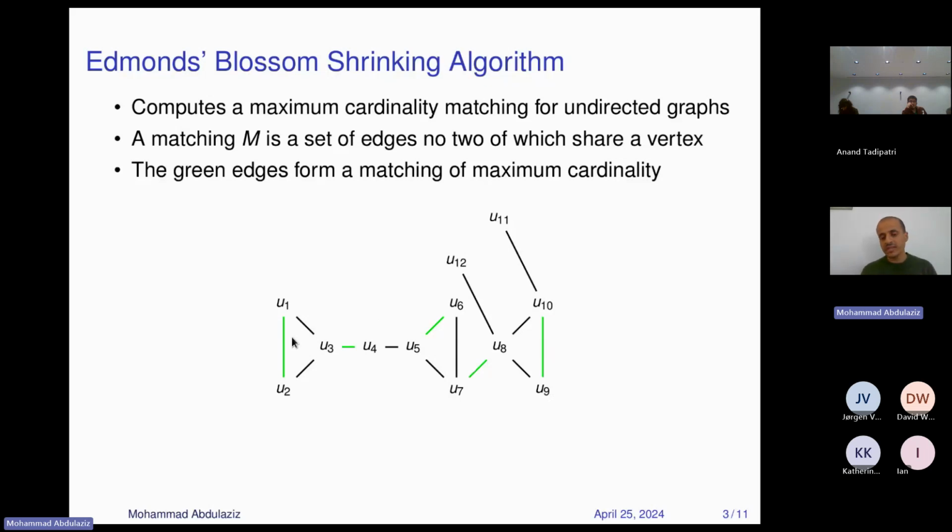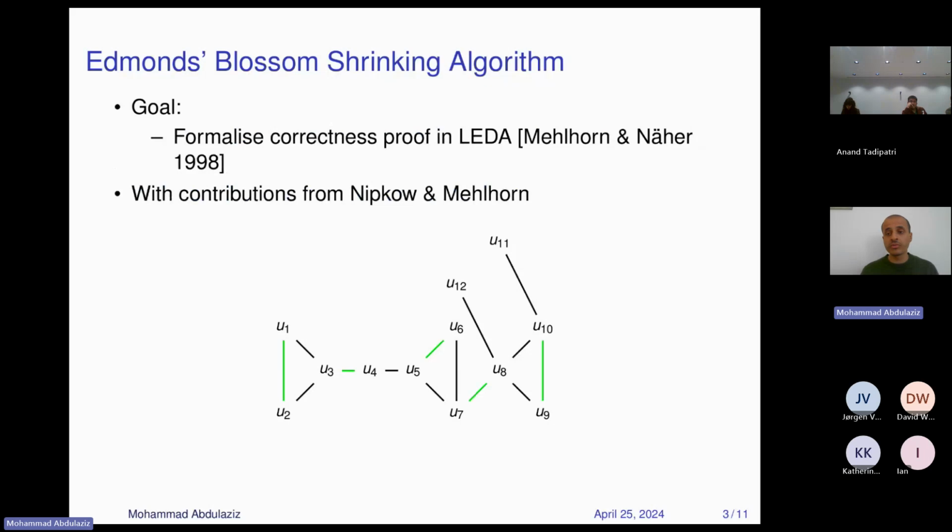And a maximum matching is a matching such that there is no other matching that is bigger than it in size, in other words, there's no matching that has more edges than that matching. So that's the maximum cardinality matching. Edmonds' blossom algorithm is an algorithm to compute these matchings for general undirected graphs. So you don't assume anything about the graph other than that it's undirected. The specific goal of that project was to formalize the correctness proof from a book called LEDA, which was published in the early 90s, and the last edition was in 1998.